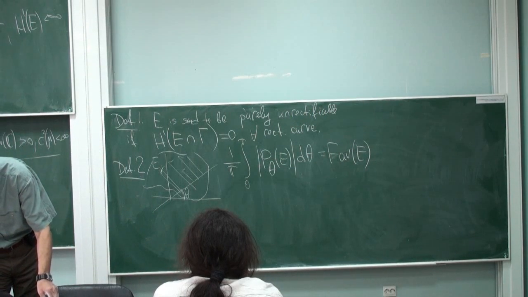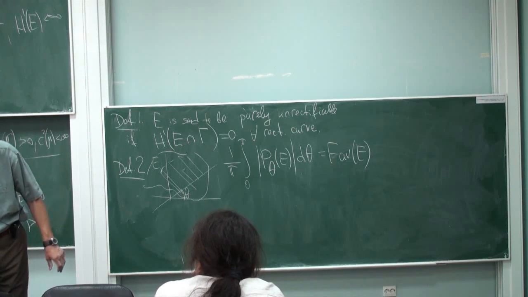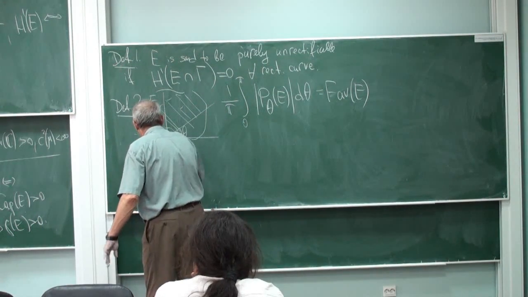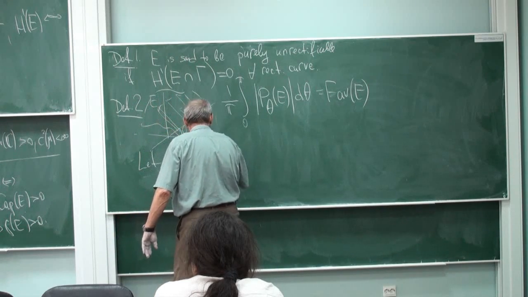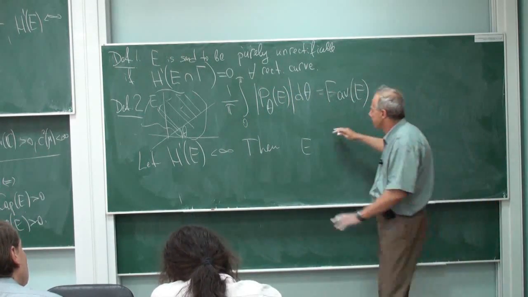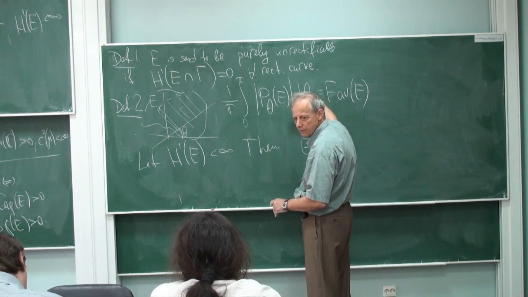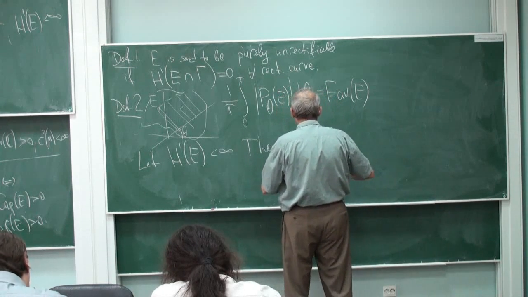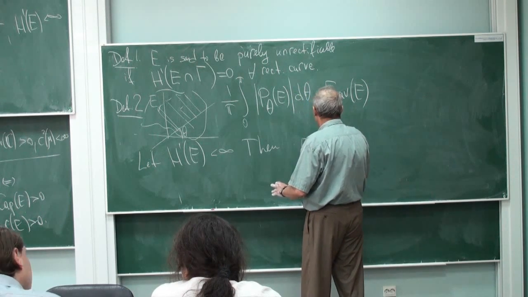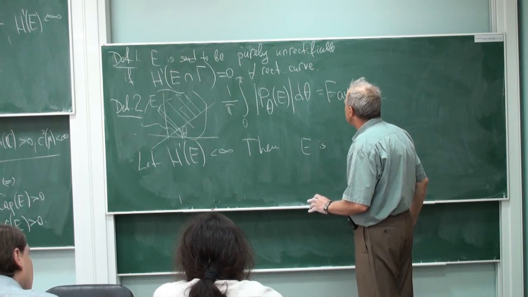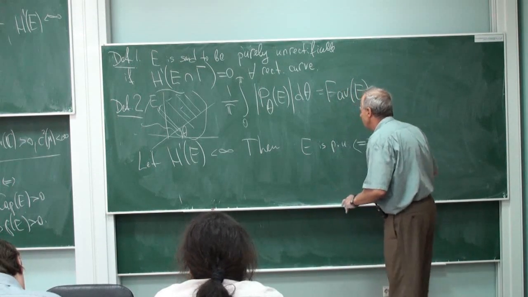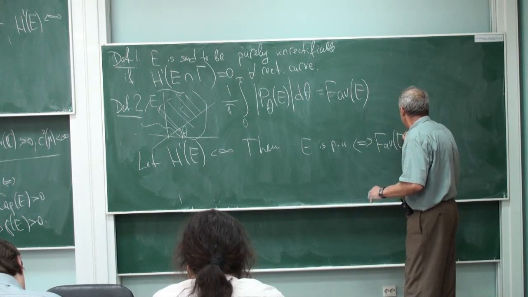Well, now, in fact, for sets of finite length, the null sets of these two notions are the same. So that means that E is purely unrectifiable if and only if the Favard length is 0.